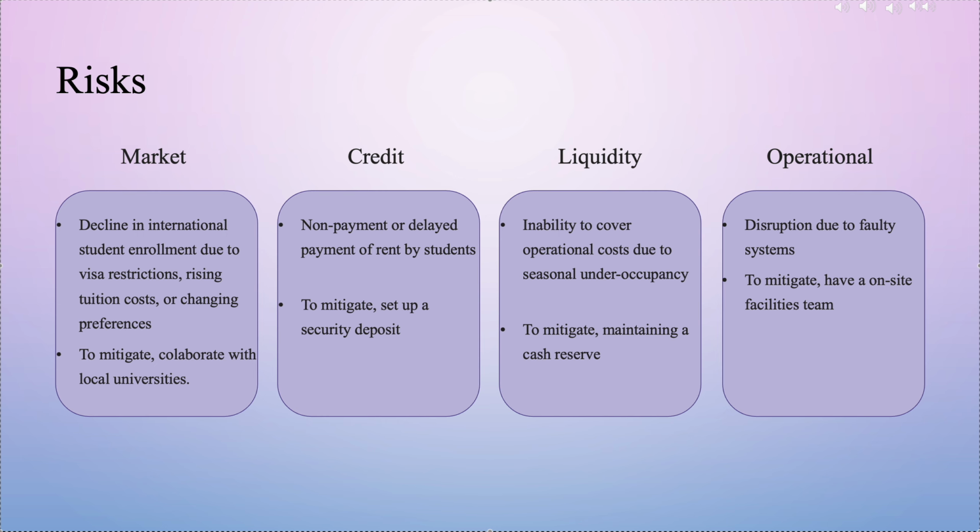Operational risk. These are risks inherent to our day-to-day operations, such as disruption due to faulty systems like HVAC or plumbing issues. Our mitigation relies on having a dedicated on-site facility team for immediate repairs and implementing regular preventive maintenance schedules.